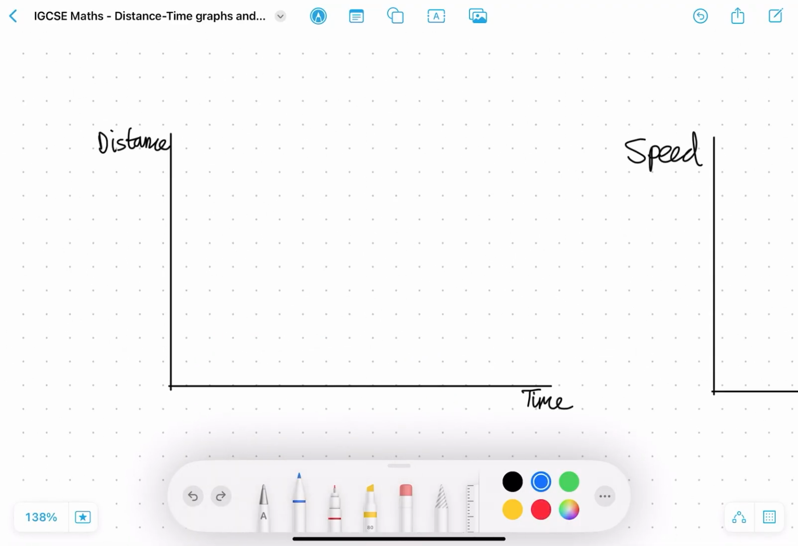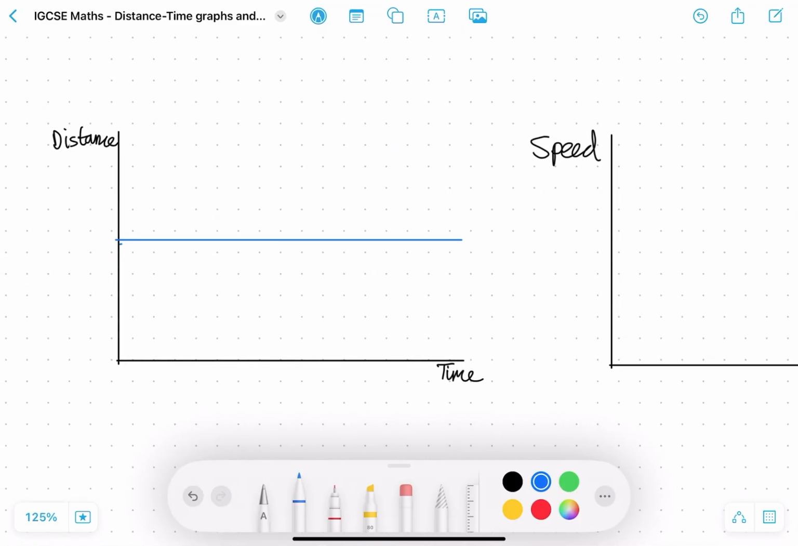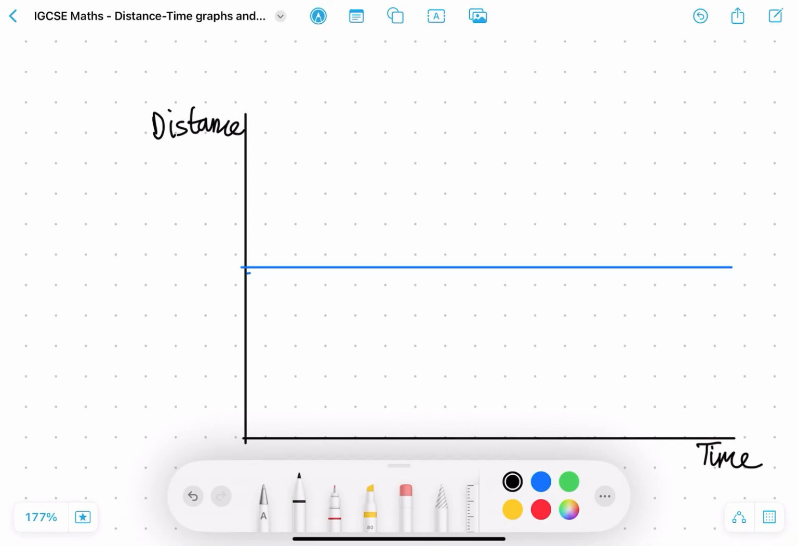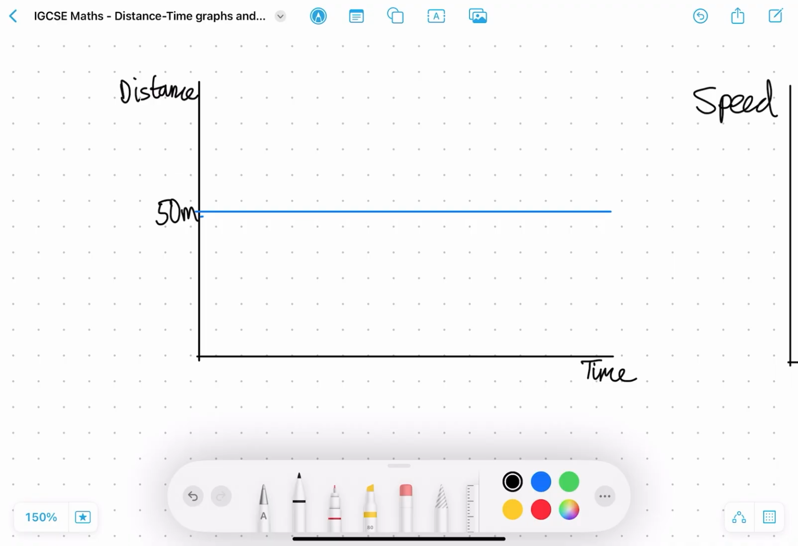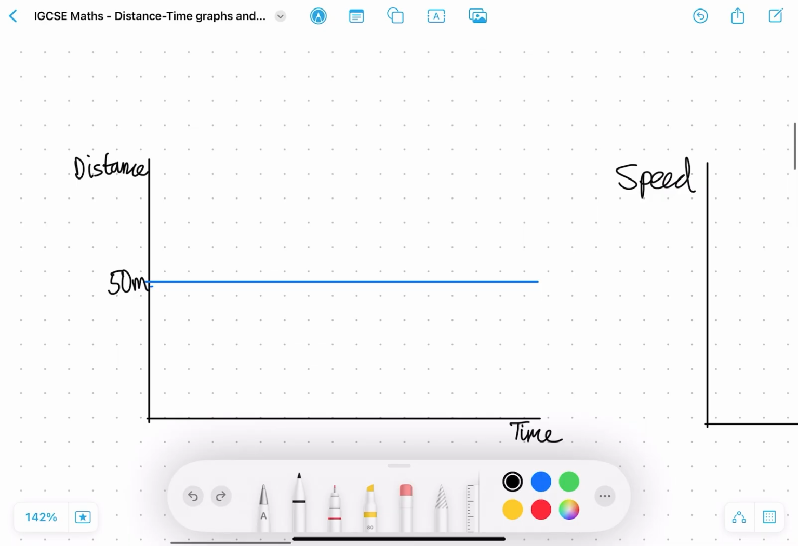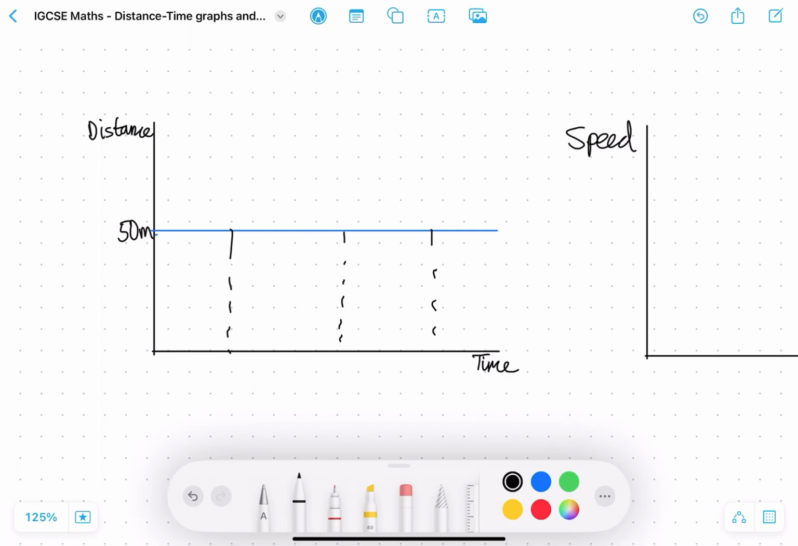So if we have a flat horizontal line on a distance time graph, it indicates that the object is at rest, which means it's not moving. This is because, for example, let's set a value. Let's say the object is at a distance of 50 meters away from its origin. As time progresses, the object remains at 50 meters away from the origin. At every single point in time, it's always at 50 meters. So therefore we can see that the object is not moving, it's at rest.